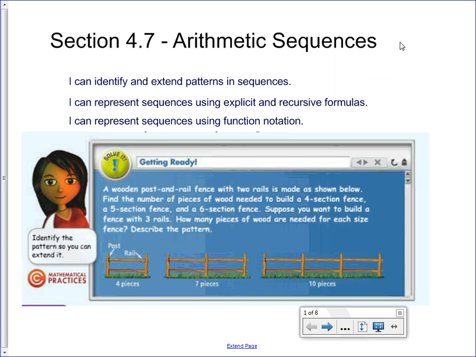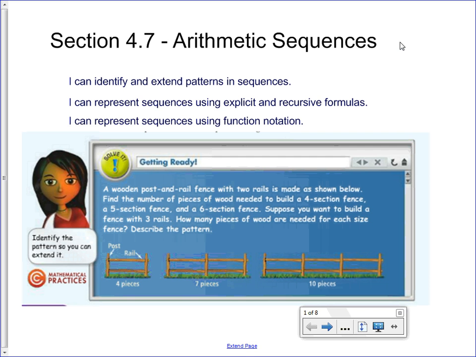Okay, today we're going to be looking at section 4.7, which deals with arithmetic sequences. First statement would be I can identify and extend patterns in sequences. I can represent sequences using explicit and recursive formulas. I can represent sequences using function notation.